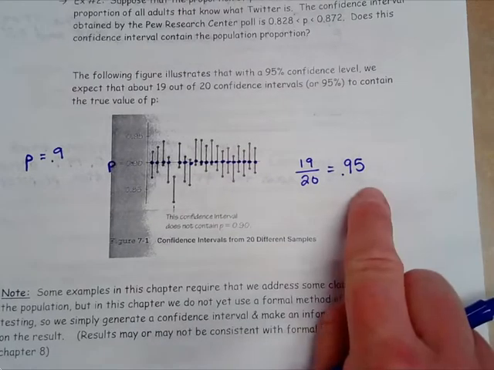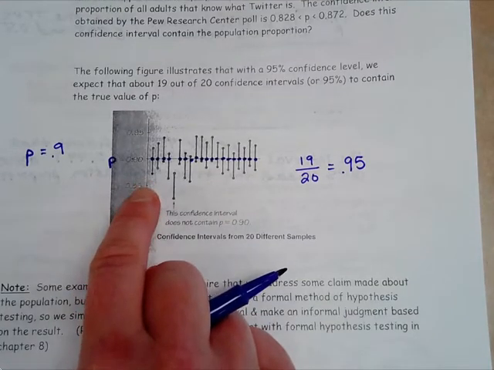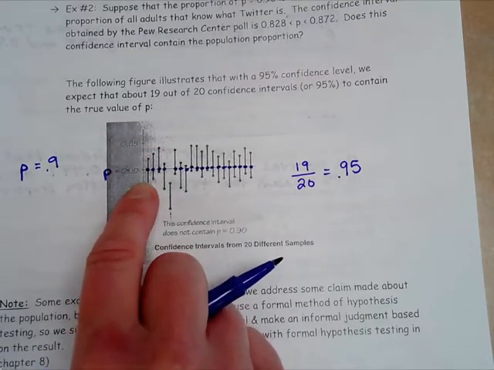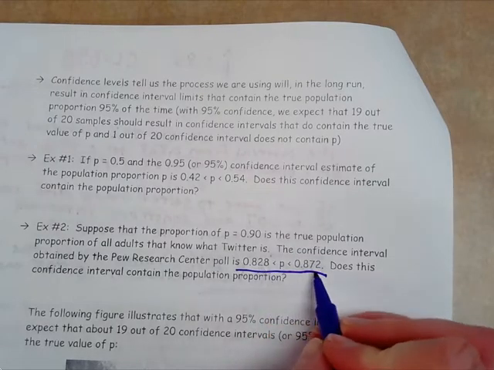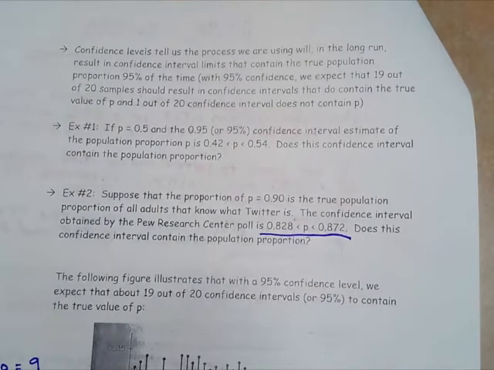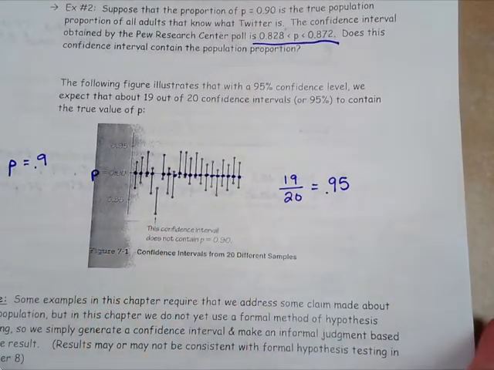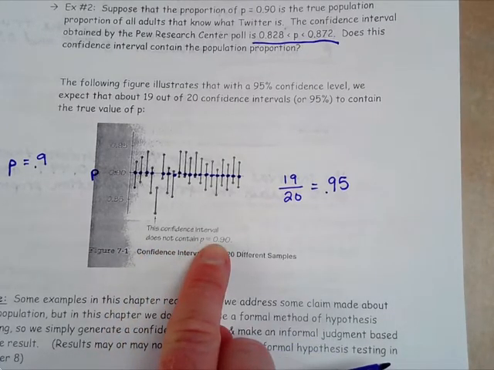So we are 95% confident that the interval from, what is it? I don't know what it'll be. Does it give us, oh, it's right here. There's the interval. 0.828 to 0.872. It's so hard to tell. 0.828 to 0.872 actually does contain the true population proportion. So all but one. So this one is actually a little different. It gives you 0.90. So it's looking at a different population parameter.